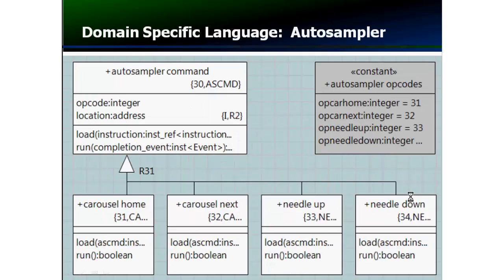The autosampler has an even simpler domain-specific language set, which includes sending the carousel to the home position, carousel next, needle up, needle down. These four instructions combined with the delay and looping instructions provide a great deal of flexibility in the way that the autosampler can be programmed at runtime.